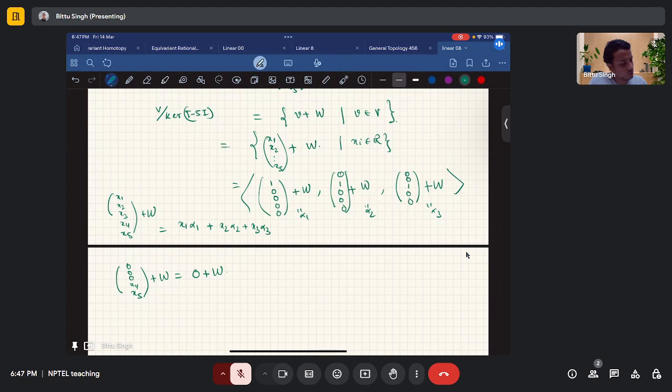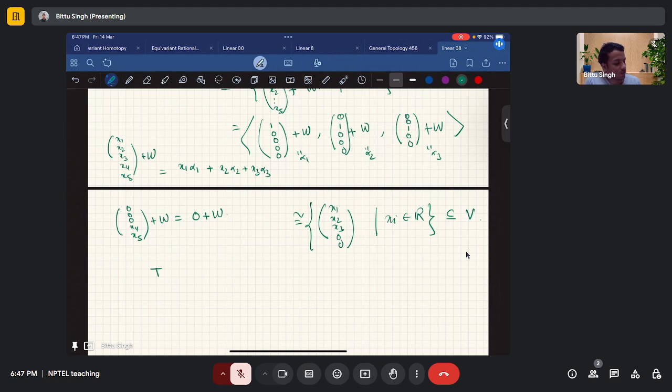So this is actually isomorphic to that 1 0 that is generated by something like this x1, x2, x3. Okay, let me write. This is isomorphic to (x1, x2, x3, 0, 0), where xi belongs to R. So this V mod kernel T minus phi can be thought of as a subspace of this V itself.